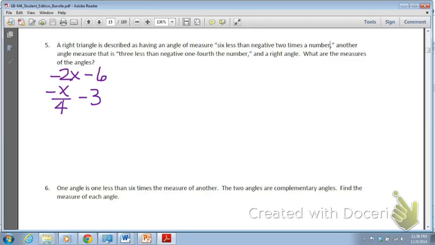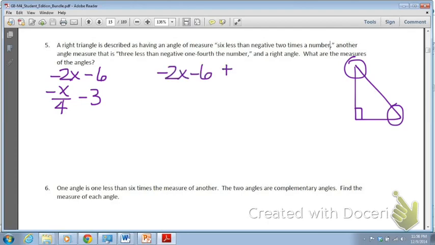So what are the measures of the angles? Well, I know that if I've got a right triangle, the other two angles are going to add up to 90. So let's go ahead and add these two expressions. -2x minus 6 plus -x/4 minus 3. So I've got these two expressions added together should equal 90 degrees.